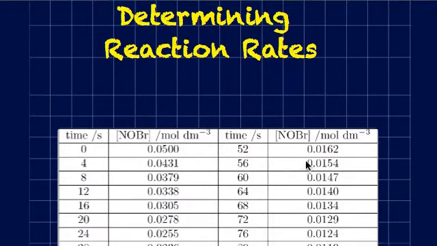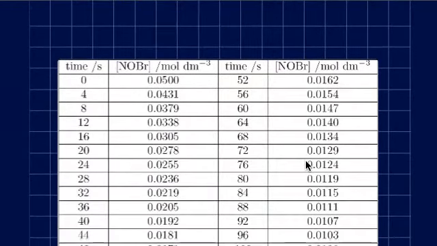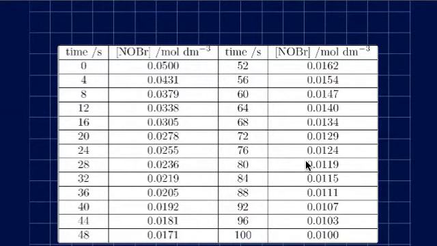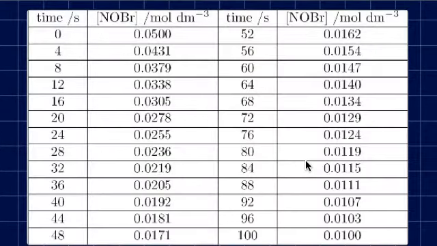How quickly will a reaction go? How can we describe the rate of a reaction? Here's some data in a table. Looks like NOBr is reacting. It starts at 0.05. That's another name for moles per liter. A cubic decimeter is a liter, moles per liter.